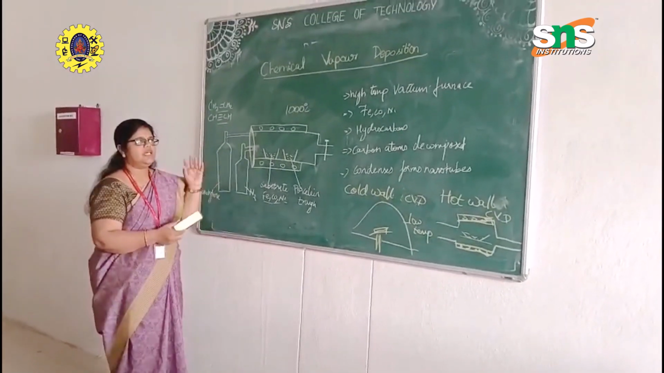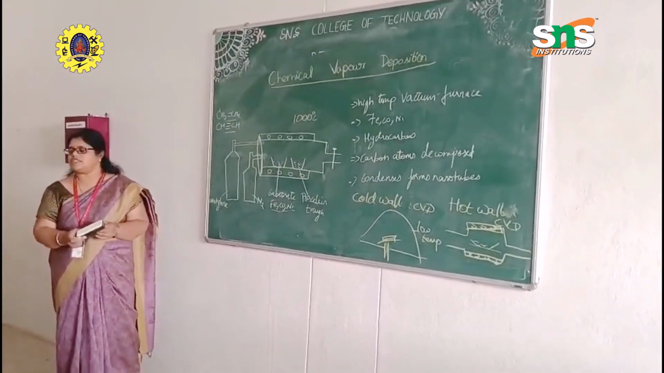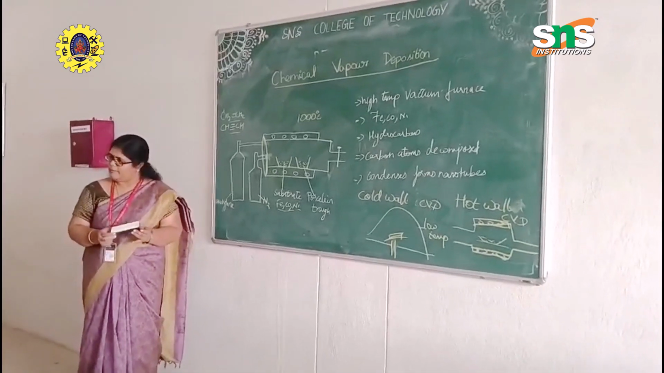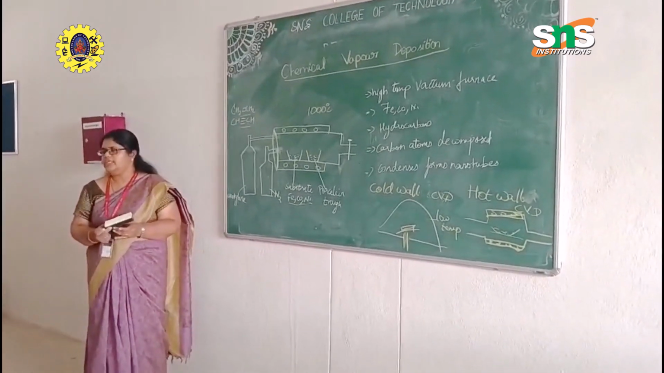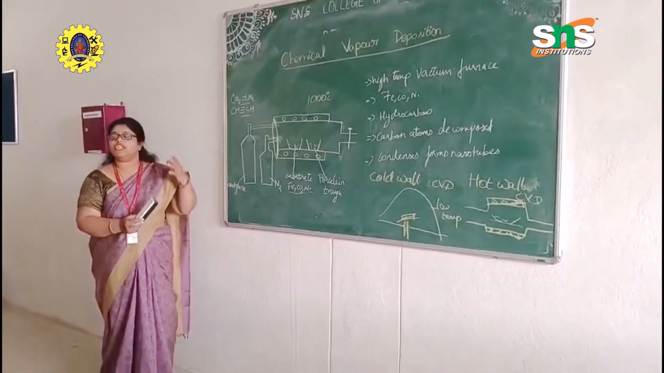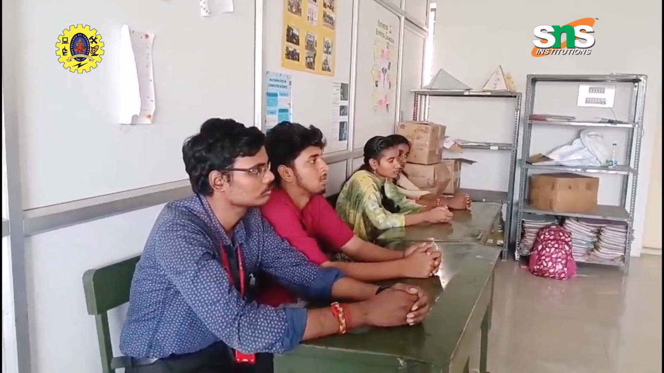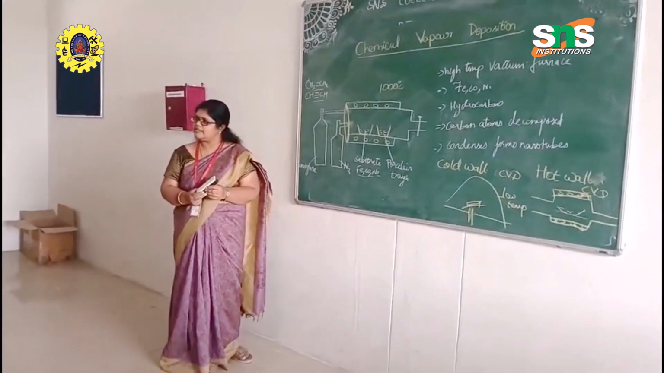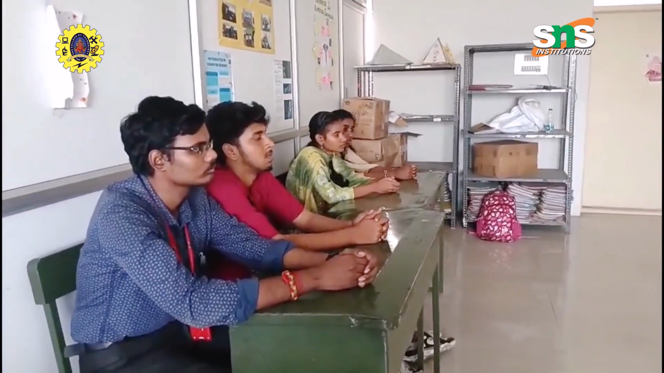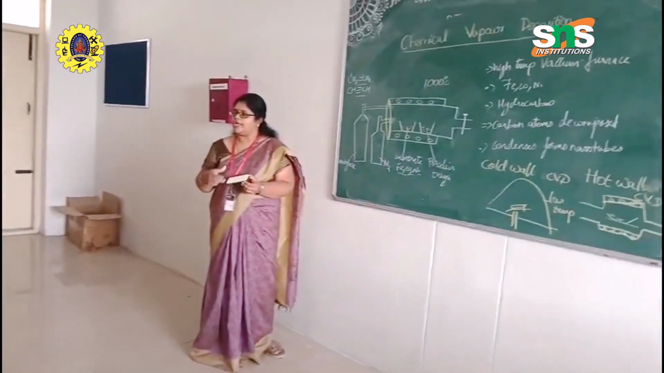So these are the processes for the synthesis of carbon nanotubes. Can anyone say what the different types of synthesis approaches are? Yes, top down approach and bottom up approach. So what type of approach is this? You are getting the carbon nanotube from small carbon atoms, so it is a bottom up approach.